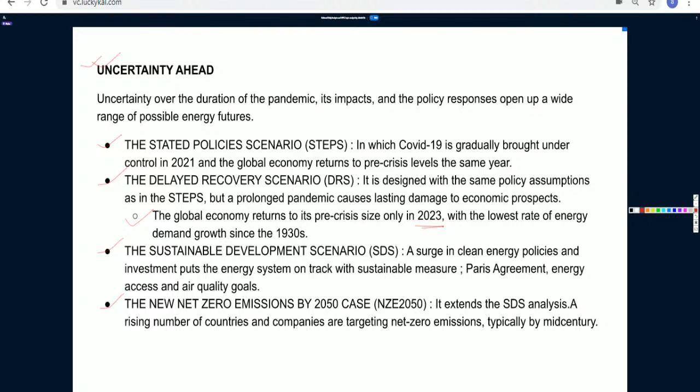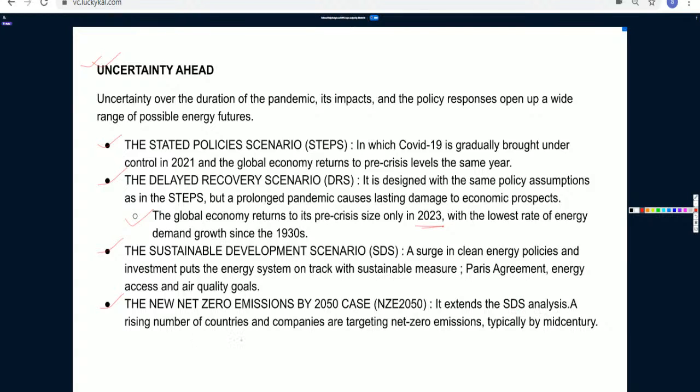The first case is the stated policy scenario. Second is the delayed recovery scenario. Third is the sustainable development scenario. Fourth is the new net zero emission by 2050 case. It extends the SDS. SDS means sustainable development scenario analysis.